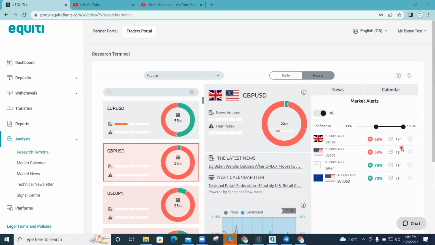So it simply means here shows you the time it was dropped, and as well here shows you the time of the validity of that signal. So let's quickly go check out UK 100. Let's see if truly UK 100 was selling. You ready? Let's go over to the chart then.